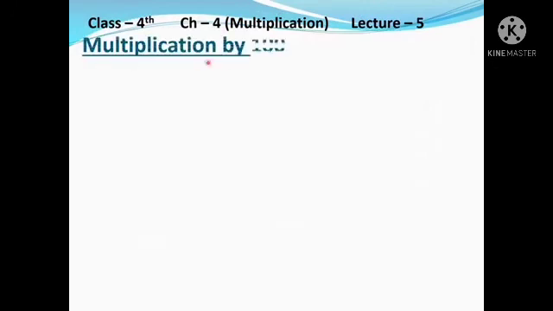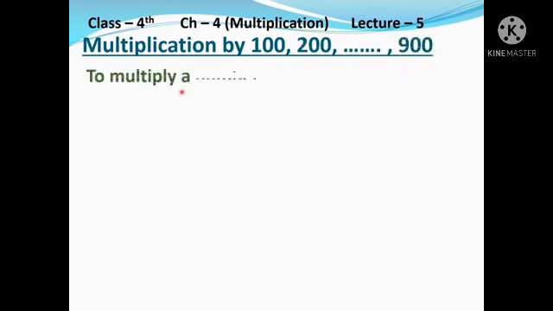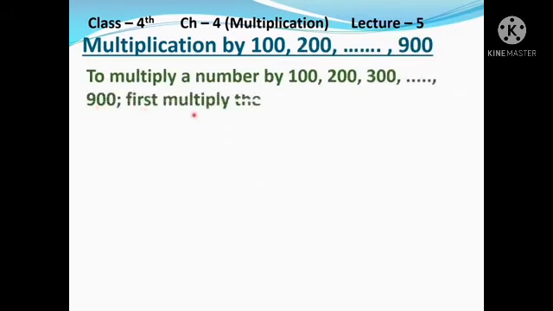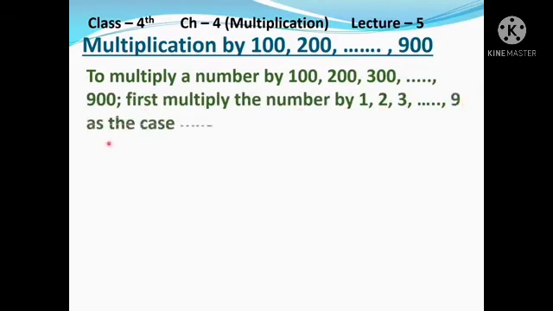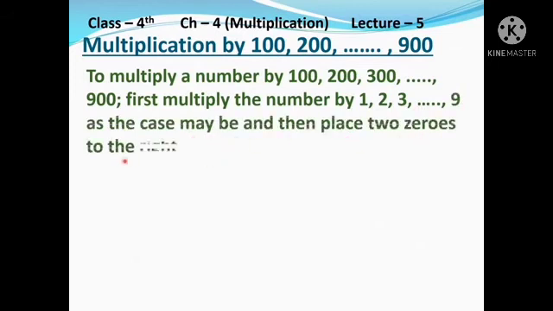Now multiplication by 100, 200 and so on up to 900. See, to multiply a number by 100, 200, 300 and so on up to 900, first multiply the number by 1, 2, 3 and so on up to 9 as the case may be, and then place 2 zeros to the right side of the product.